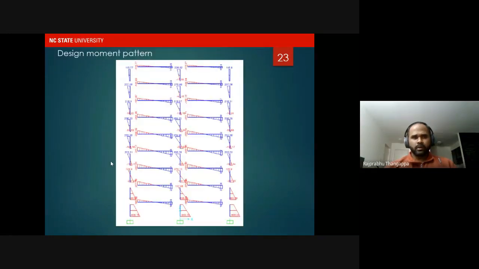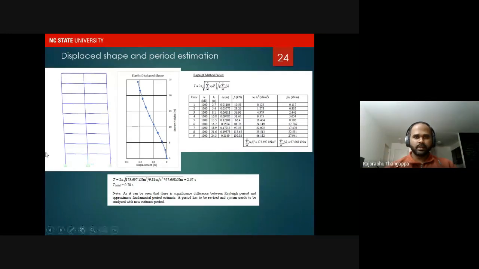So moving on, we will have to find the displaced shape, and this displaced shape is an outcome of structural analysis, and you can obtain these displacements along the height of the building from the software analysis outputs. And using the Rayleigh method, we can estimate the natural period of vibration of the structure. So as you saw earlier, we used the simplified equations to estimate the period, but we can also use some detailed analysis techniques to estimate the period based on the displaced shape.